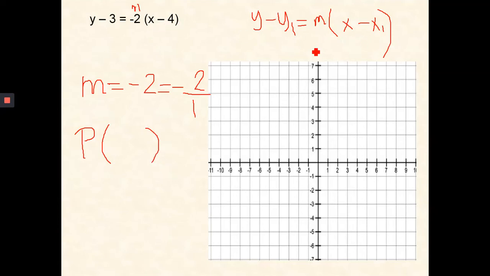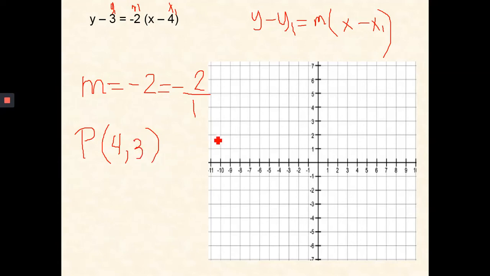Now, after that, we're going to determine the coordinates of the point. Based from this formula, 4 is your x sub 1 and your 3 is your y sub 1. Okay? So, your x sub 1 is 4. And then, your y sub 1 is 3.